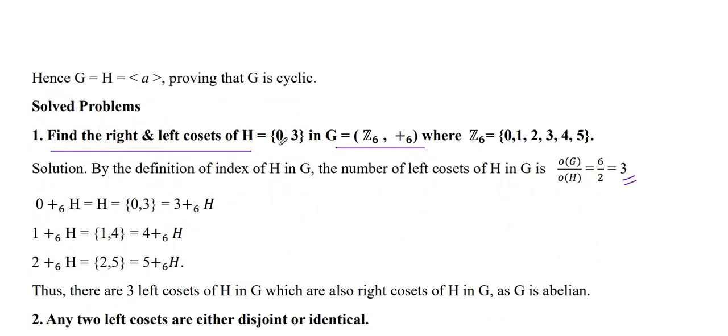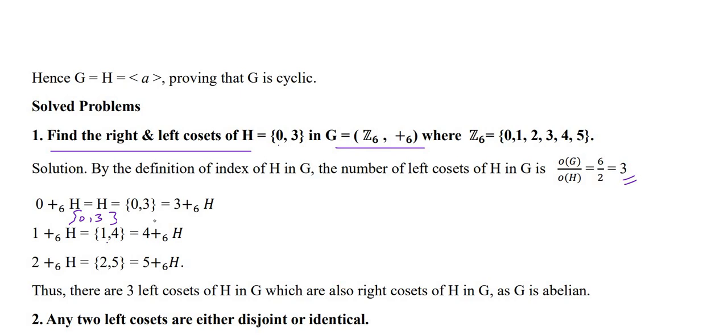Consider H. With that we are going to find the left cosets. Either you consider left or right, so here the left coset is determined. You have 0, the operation is addition modulo 6, and H is this. So 0 with 0, 0 with 3, that will give 0, 3 only. And the next one, H is 0, 3, so you have 1 to be added with this. 1 with 0, you get 1. 1 with 3, you get 4.